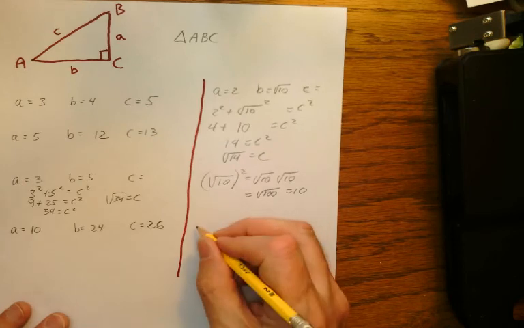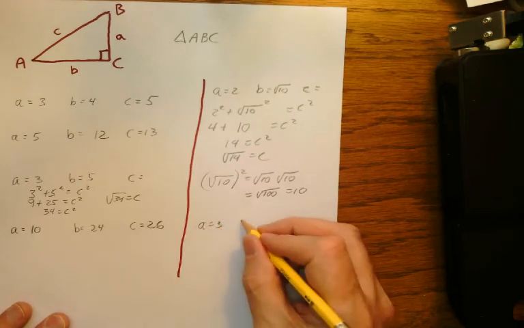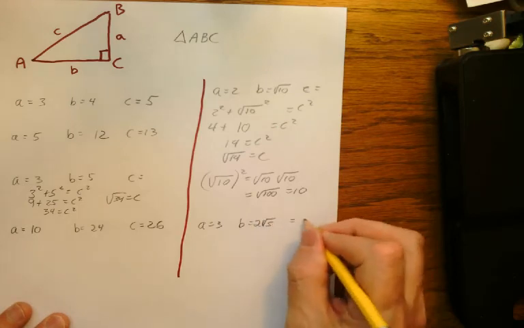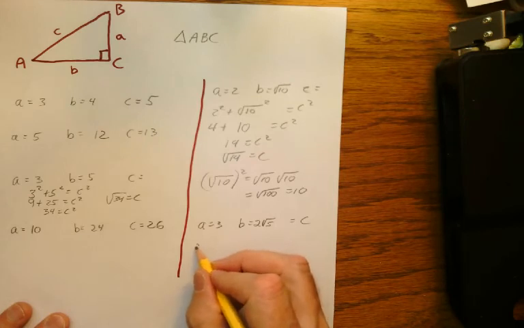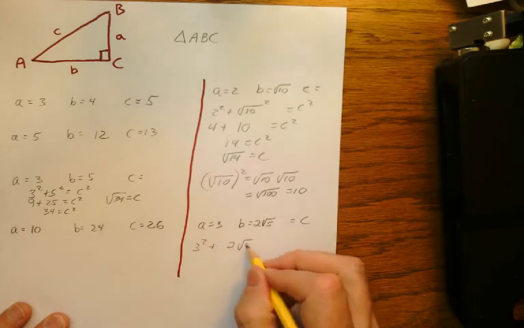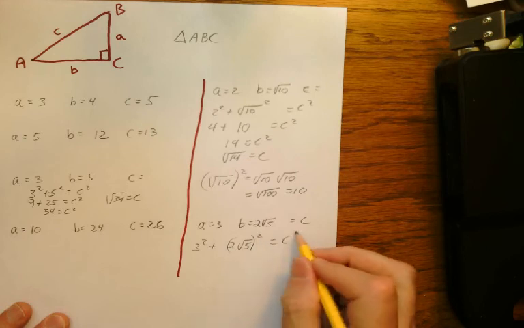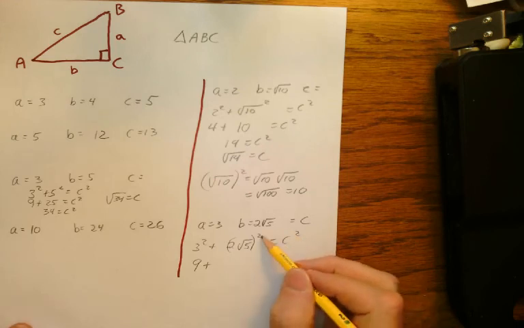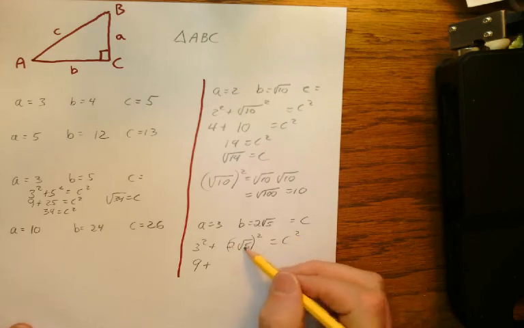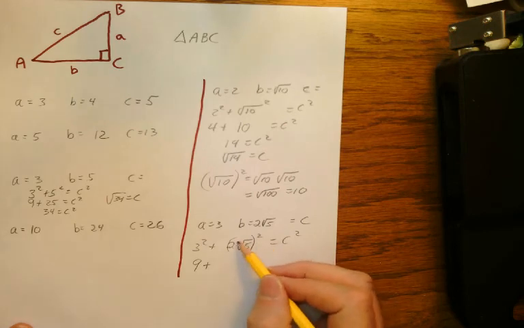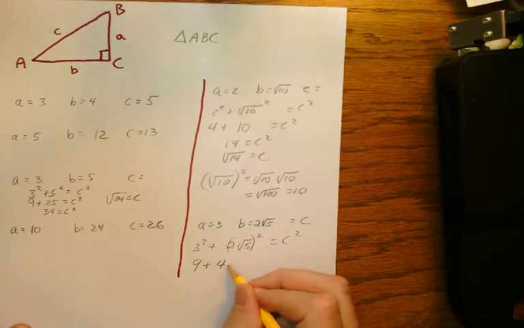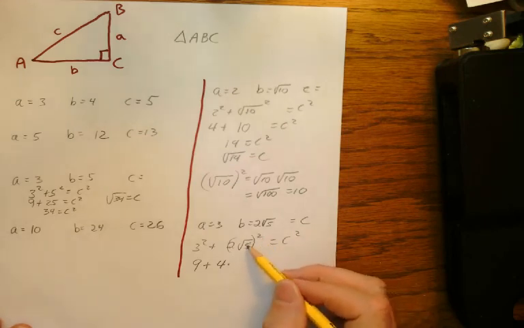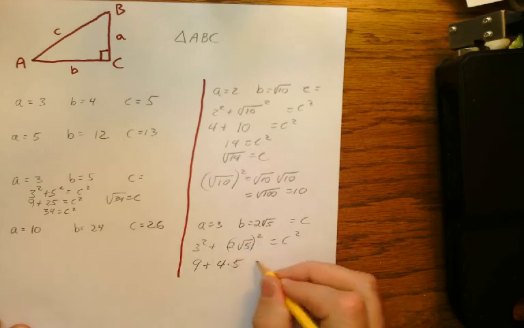What if I gave you this problem? a is 3, b is 2 times square root of 5. Let's find c. Well, it would be 3 squared plus 2 square root of 5 squared equals c squared, 9. Now, how would you do this one? This exponent of 2 applies to the 2 and the square root of 5 both. If you apply it to the 2, 2 squared is 4, and we're going to multiply that. If you apply it to the radical 5, well, we just learned square root of 5 squared is 5.